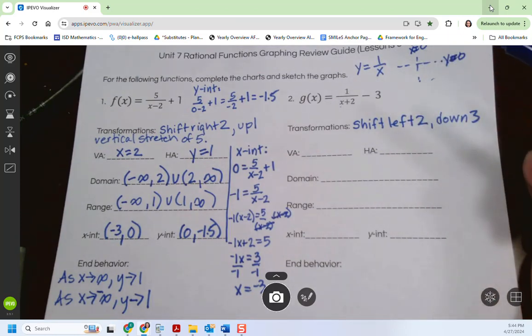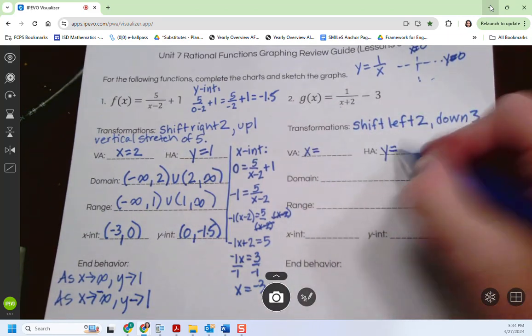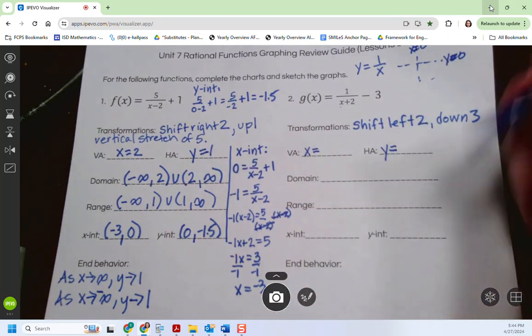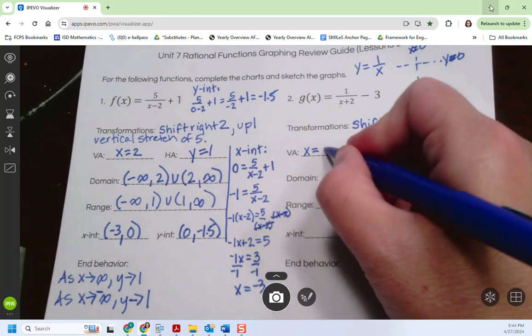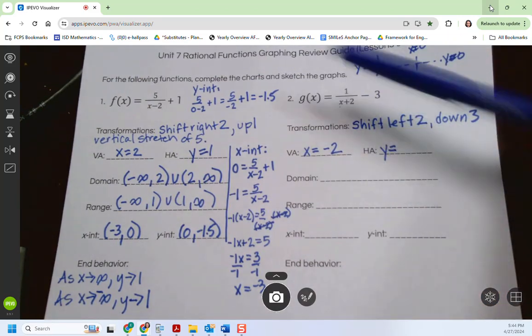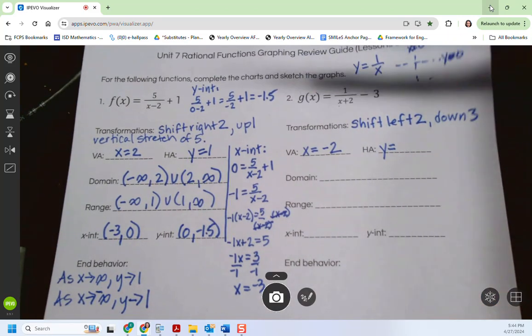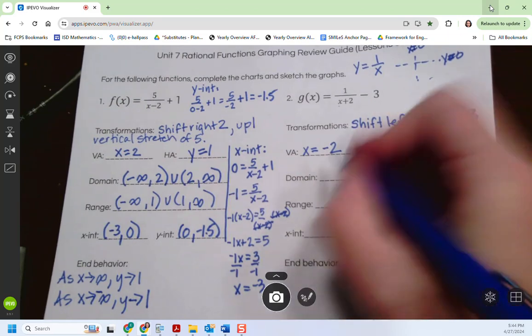All right, so my vertical asymptote is going to be an x equals, horizontal is a y equals, and I had started at x equals 0 and I shifted left 2, so I'm going to be at x equals negative 2. My horizontal had been at y equals 0 and it shifted down 3, and so it's going to be at y equals negative 3.